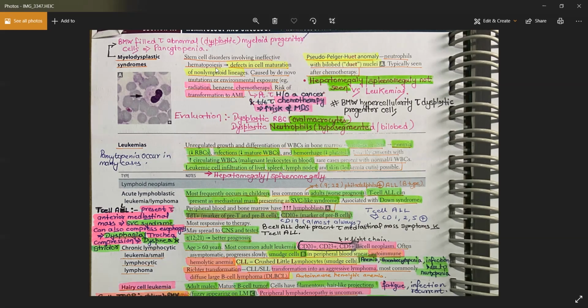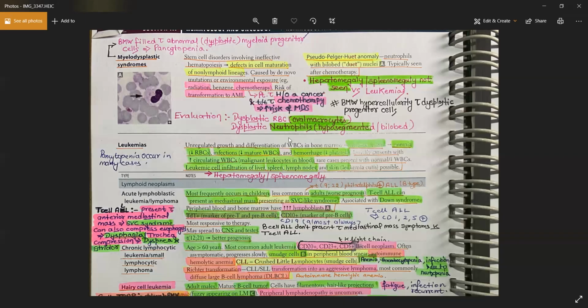So what's going to happen in that, your bone marrow will be filled with the abnormal type of myeloid progenitors. Very important, the myeloid progenitors will be there. Because the abnormal cells will be replacing the normal parenchyma of your bone marrow, you will have a pancytopenia. So the first complaint will be the pancytopenia. Now the cells will be produced, but the dysplastic cells will be produced. What you will see are the dysplastic RBCs, which are the oval macrocytes on the PBS, right?